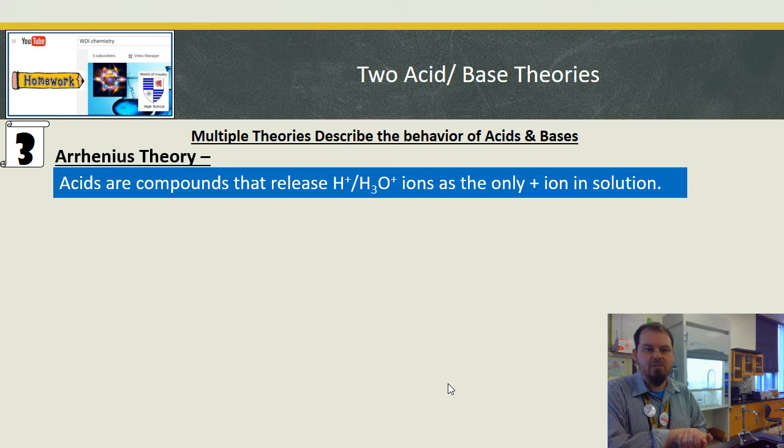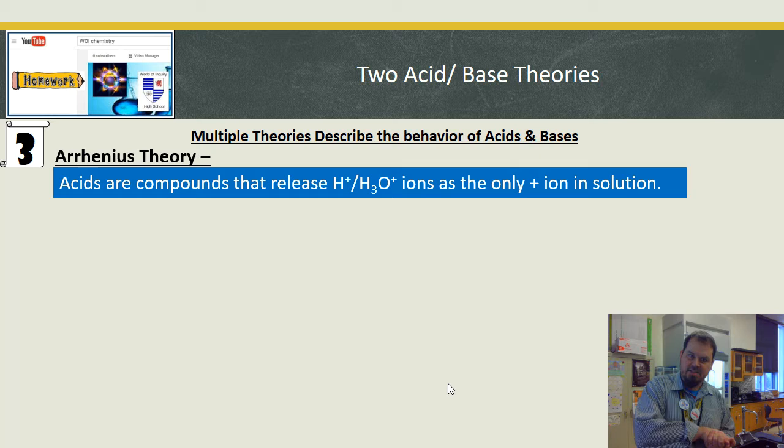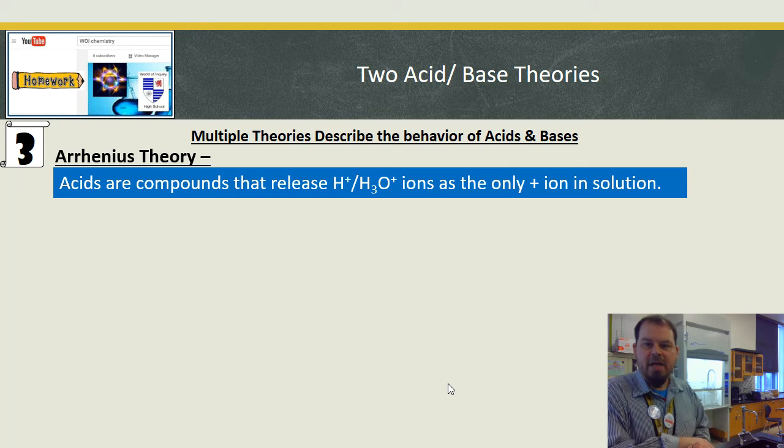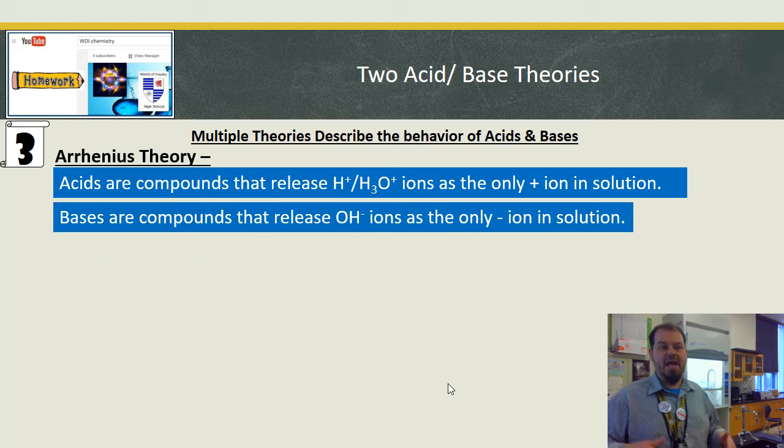Acids are compounds that release H plus or H3O plus. Remember, they are exactly the same thing. You're going to see this a lot. As the only positive ion in solution. This is what Arrhenius came up with for what an acid is.